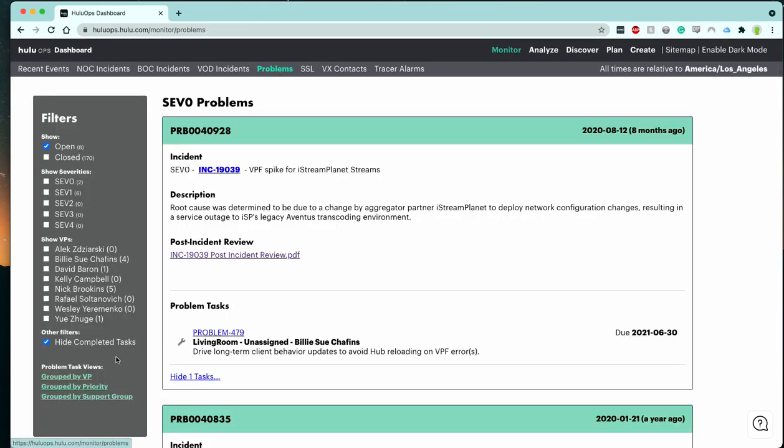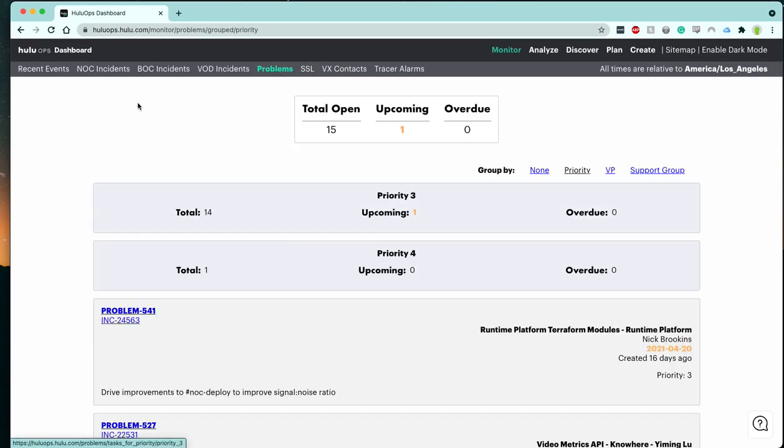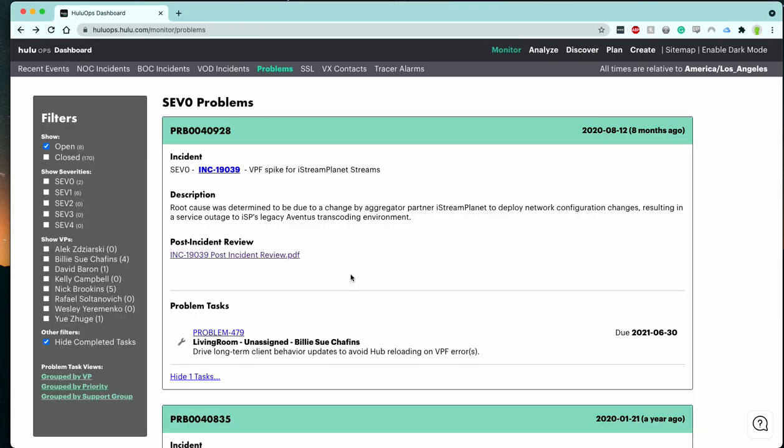So problem management, you have grouped by priority, support groups, so on and so forth. But this is all controlled by a single person. He is our resiliency advocate. And he essentially partners to find opportunities to improve the service through failure or degradation.